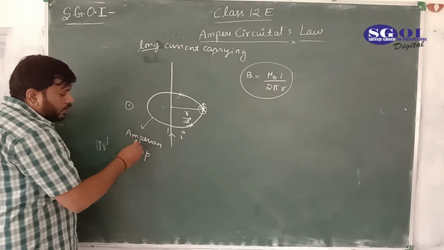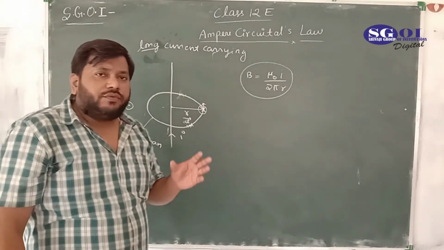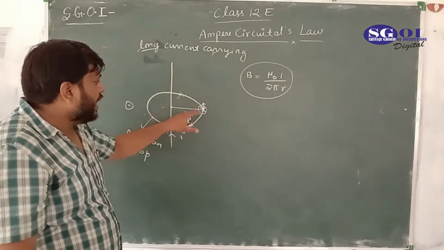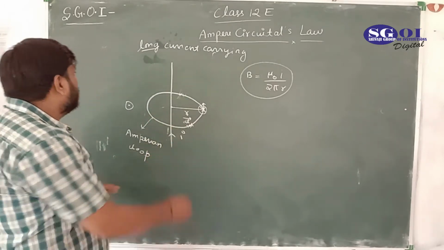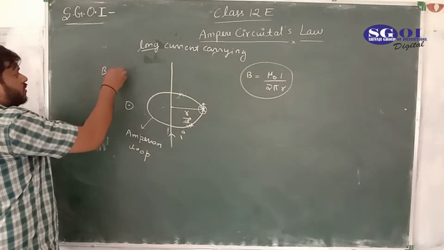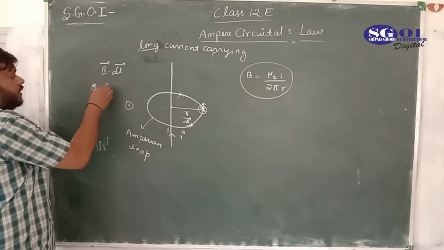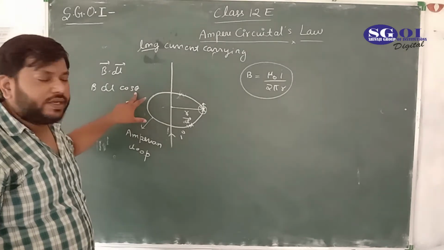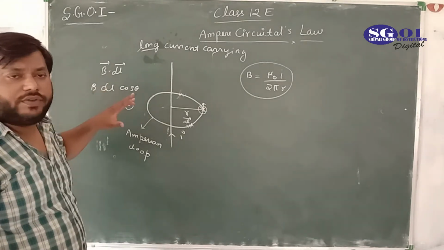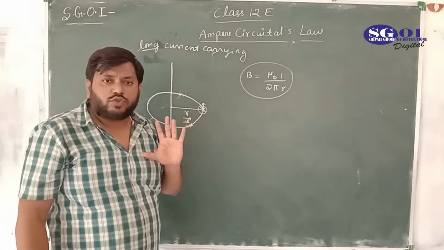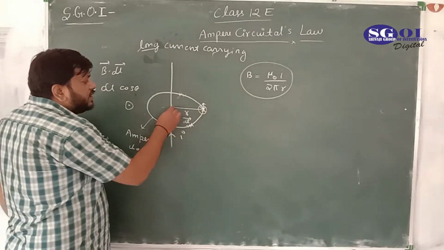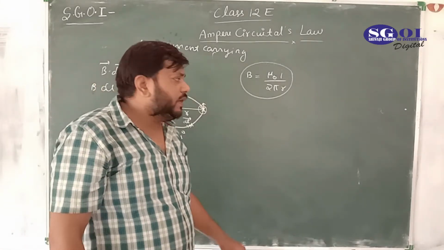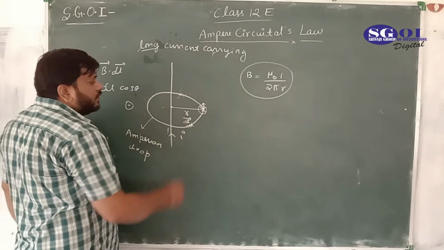For assuming the Amperian loop, we have the choice that the magnetic field at each point on the Amperian loop would be constant. B dot dl cos theta. The angle, I have told you, is 0, 90 or 180, and the magnitude of the magnetic field at each point on the Amperian curve should be the same. And you can say this is the distance r, the distance is the same, so the magnitude of the magnetic field would also be the same at each and every point.